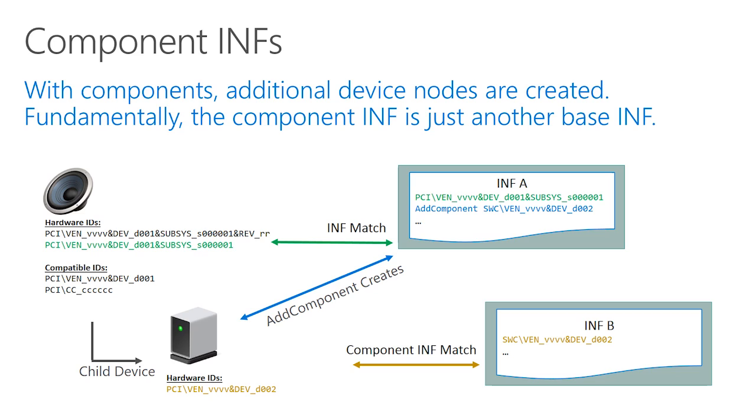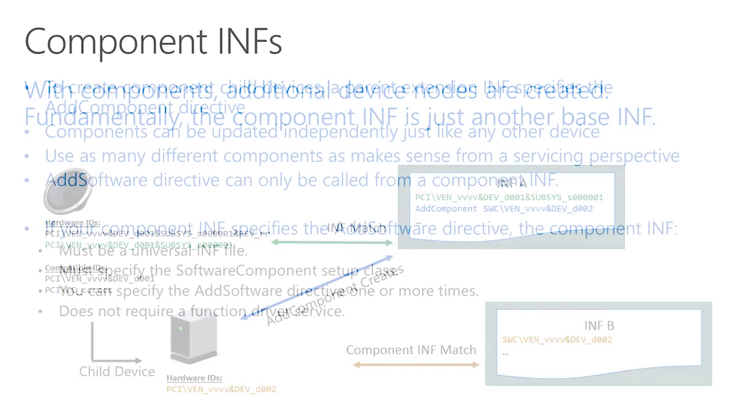In that INF A, we specify the add component call, which generates a new hardware device node as a child device of that parent speaker. In my example here, it has this vendev of 02. This new hardware identity is matched with a completely new INF as a separate install process. In my example, that's INF B here below.